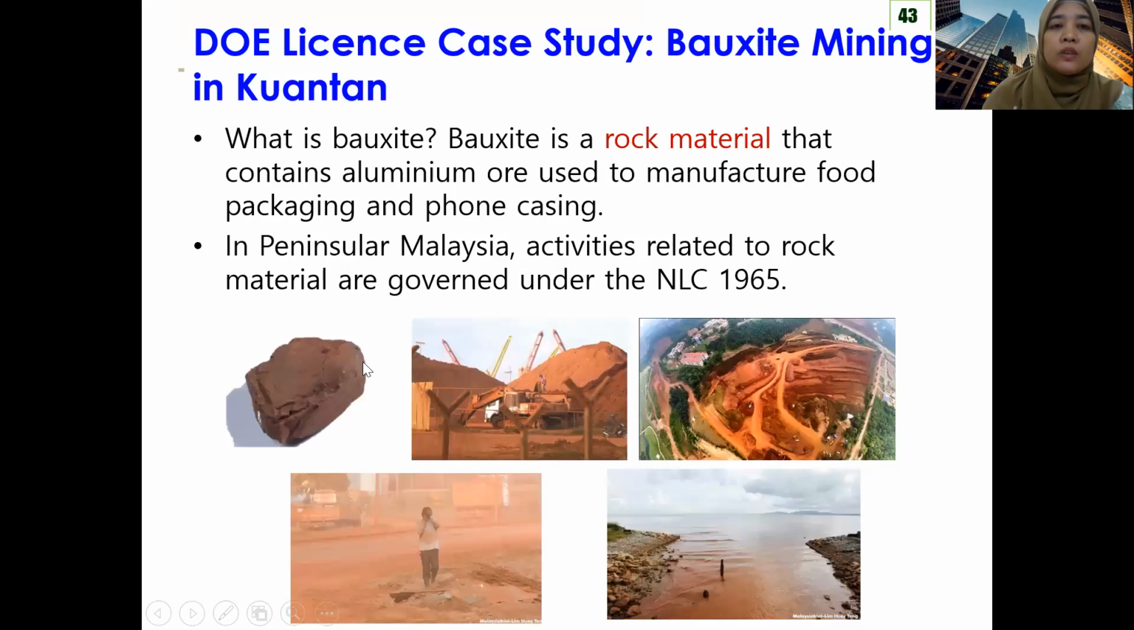Okay. So another case study is the DOE license. So this is not EIA lah. So the DOE license, bauxite mining in Kuantan. What is bauxite? It's a rock material that contains aluminium ore used to manufacture food packaging and phone casing. So that's why it's very valuable lah, bauxite. So where is it located? In Peninsular Malaysia, which law governs bauxite, activities related to rock material? Governed under the National Land Code 1965.